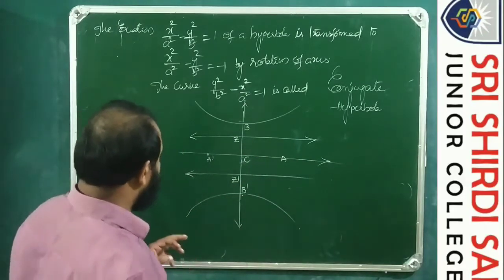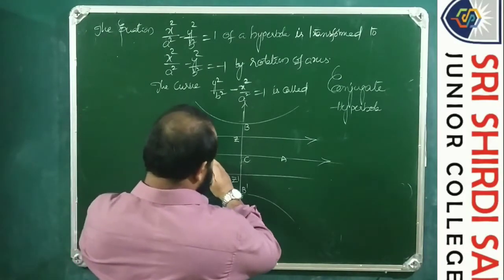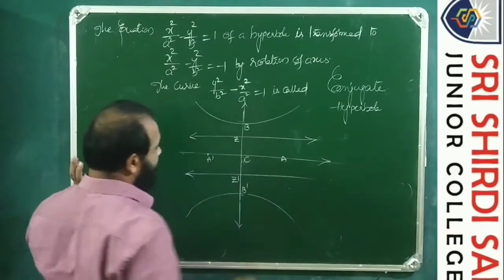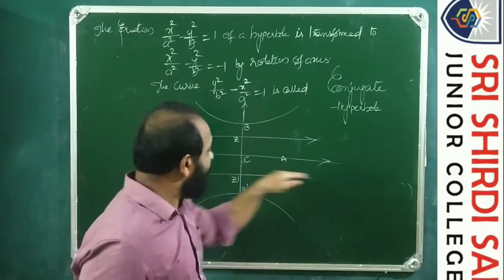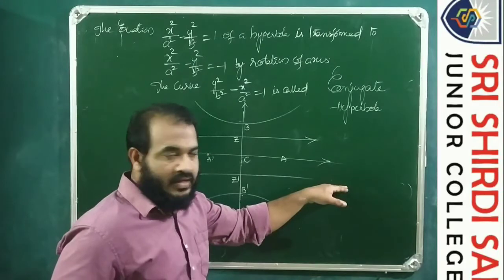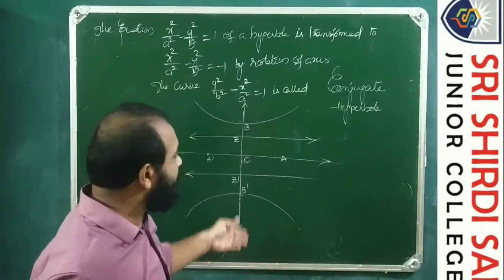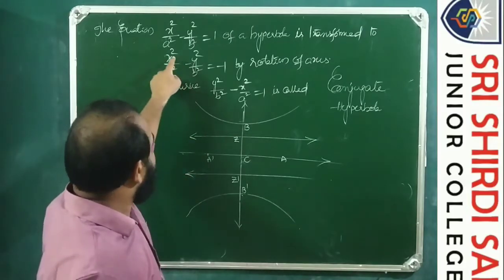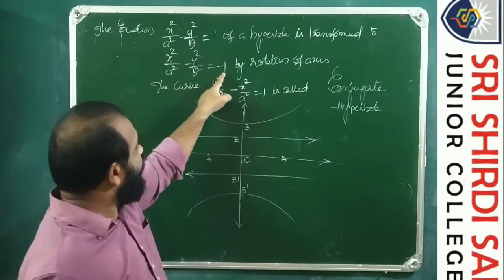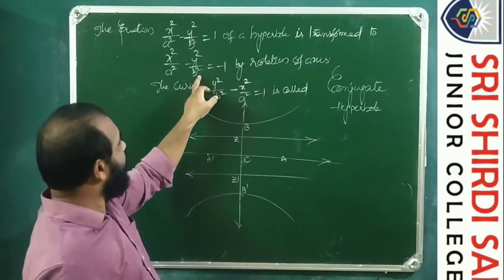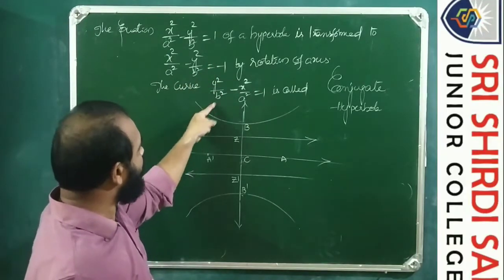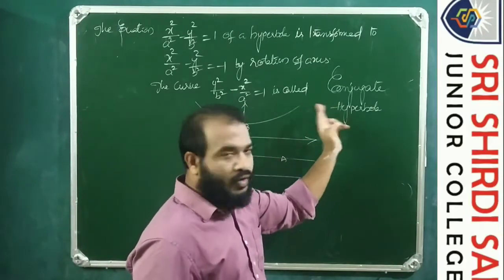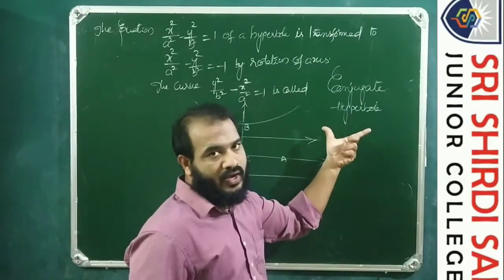Now this is the transverse axis and this is the conjugate axis. Earlier the transverse axis is the x-axis. Now the transverse axis is the y-axis, along the y-axis. So x square by a square minus y square by b square equals to minus 1. If you take minus as common, then y square by b square minus x square by a square is equals to 1. This hyperbola is said to be the conjugate hyperbola.